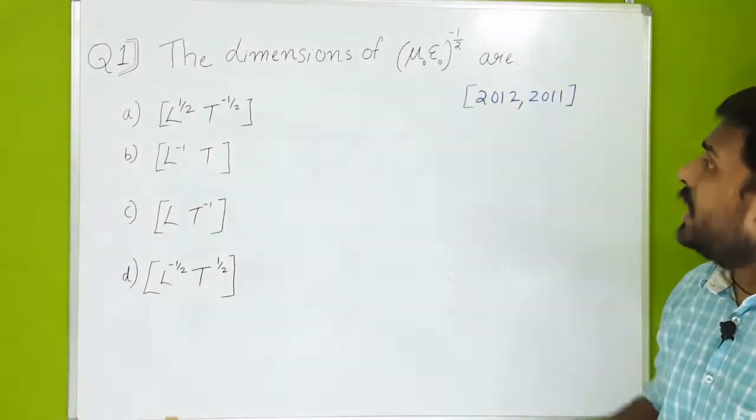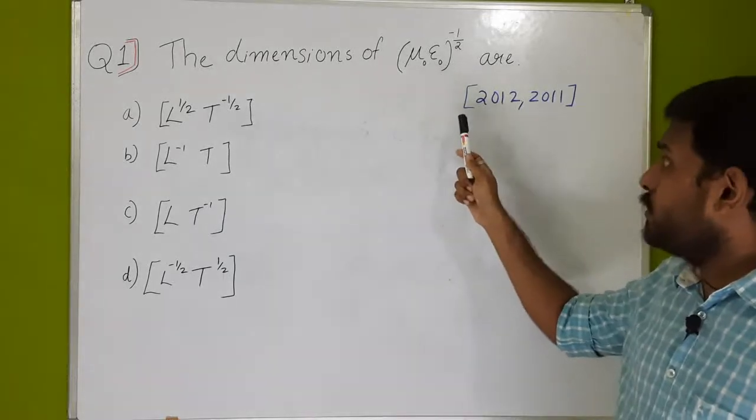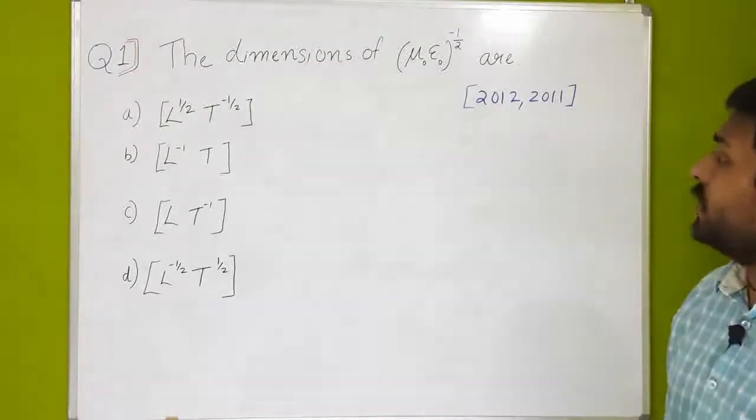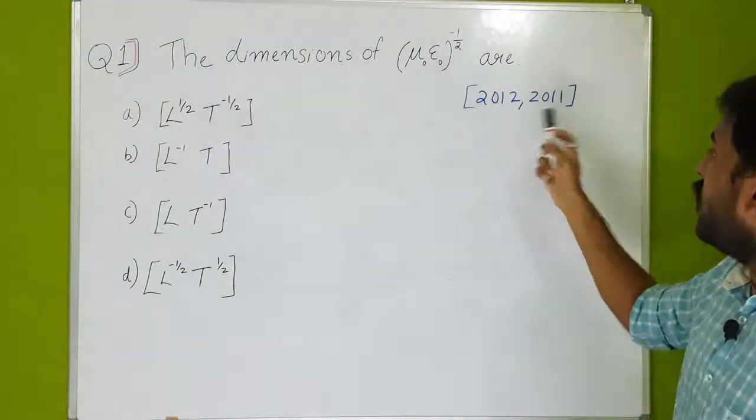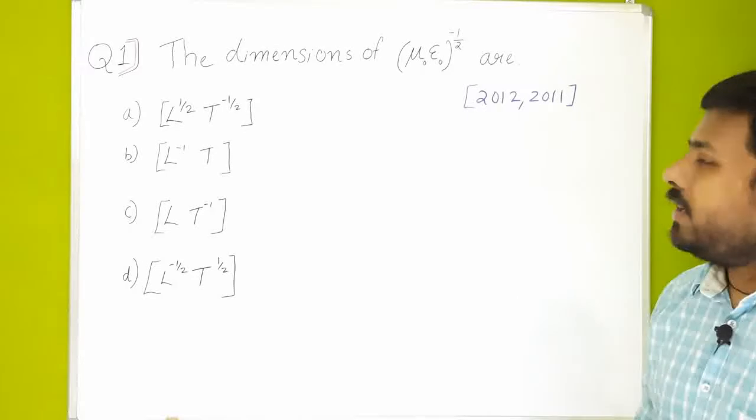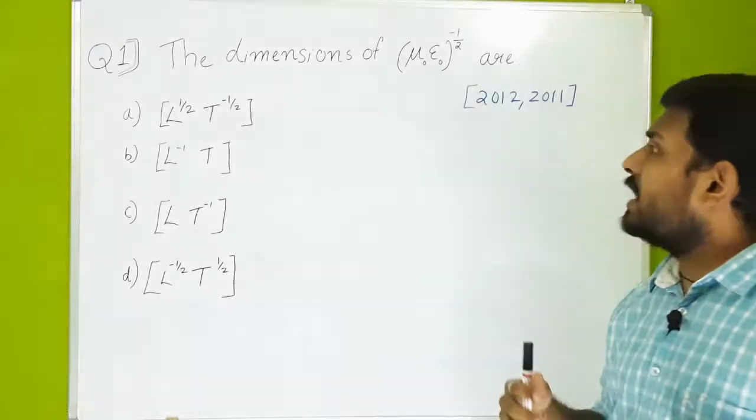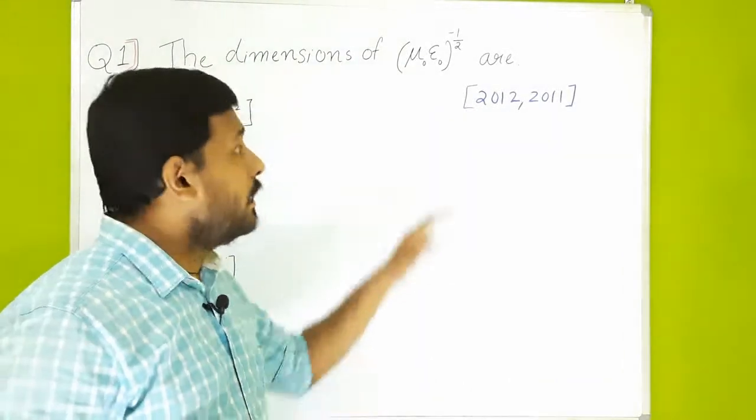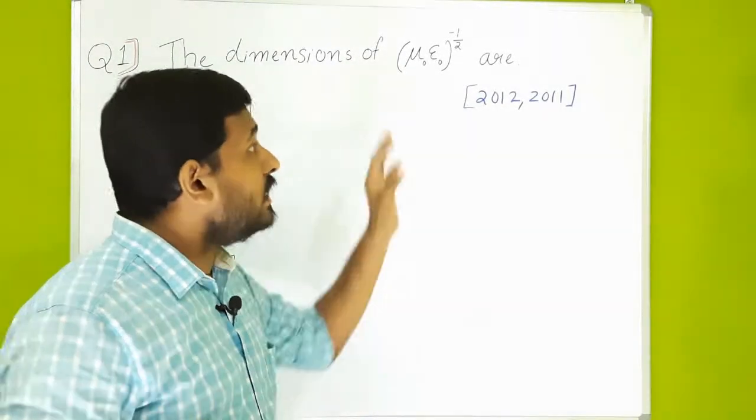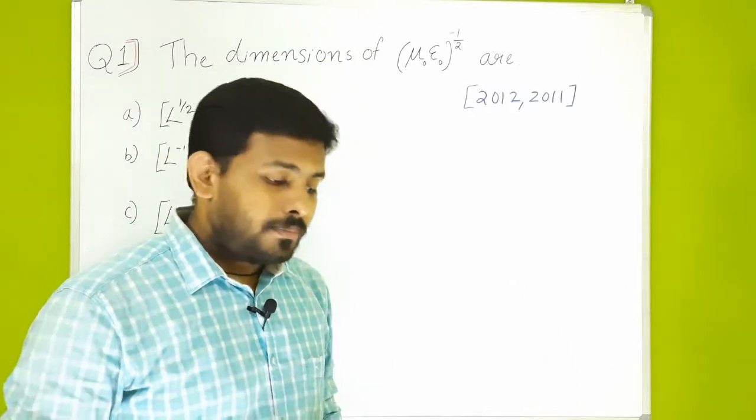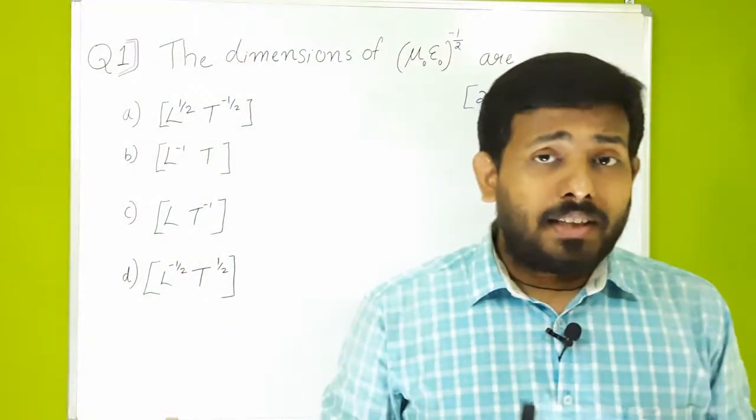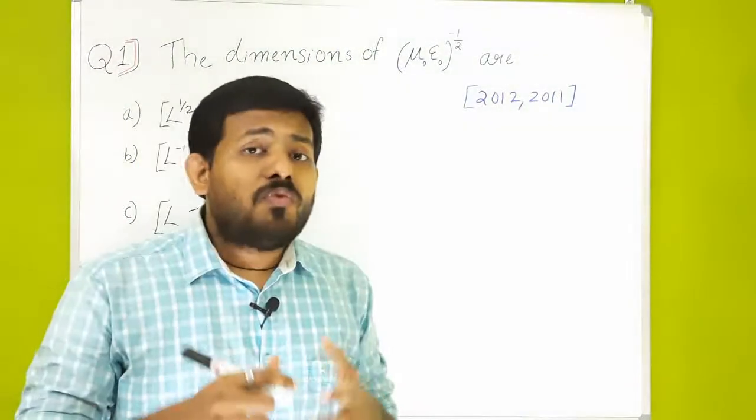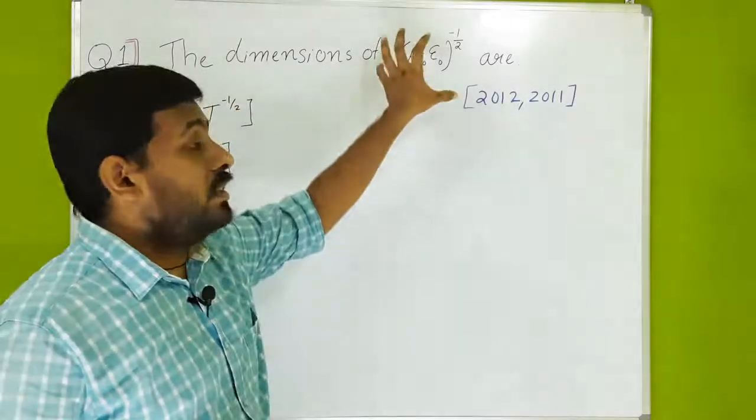So the first question is the dimensions of (mu 0 epsilon 0) to the power minus 1 by 2. This question was asked in 2012 and 2011. How can we do this? We can do this either by finding the dimensions of mu 0 and epsilon 0, then substituting and finding the square root. But there is another easier method. If we know an equation that involves these two terms, we can find the dimension of this quantity.